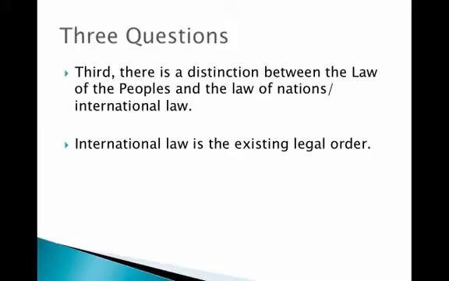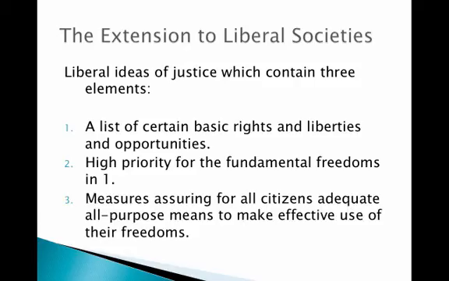Third, there is a distinction between the law of peoples and the law of nations, or international law. International law is basically the existing legal order, which is subject to rational reflection, and you would hope it maps onto the law of peoples. So just think of international law, or the law of nations, as legal, and the law of peoples as moral. And when I say that legal-moral distinction, where you hope what's legal maps onto what's moral, well, think of it that way.